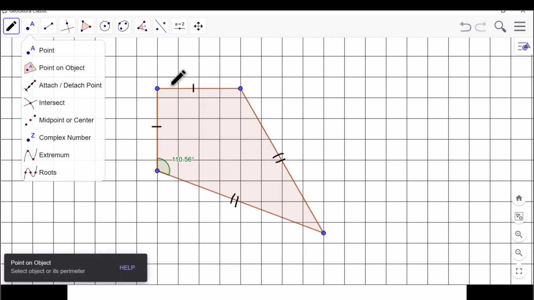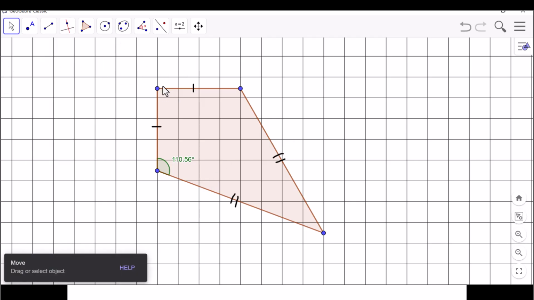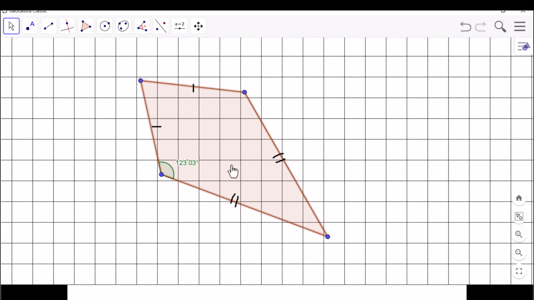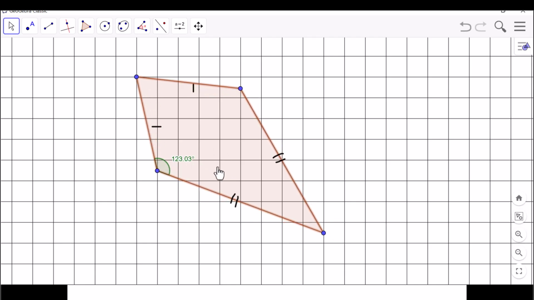So this is how a kite looks like. I can pull this one also. It's also a kite as long as this side is equal to this side. This side is equal to this side. So this is how a kite looks like. So this is a kite, and these two angles, these opposite angles, they are equal. But these ones, they are not equal. So these opposite angles are equal.